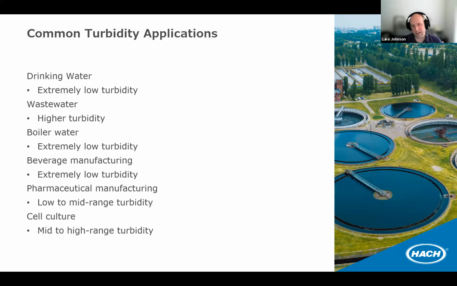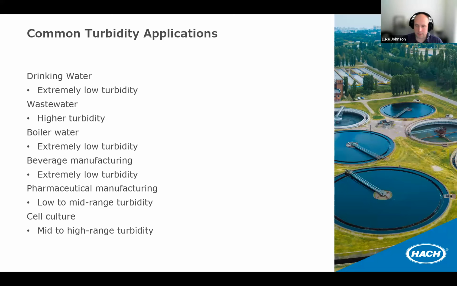So we're looking for very low levels of turbidity in drinking water to make sure that we've removed those cysts and spores. We're also looking in wastewater at higher levels of turbidity because we're not going to be drinking that, but we want to make sure that we're not discharging significant amounts of suspended solids into natural waters. In boiler water, common applications are looking for corrosion and whatnot, so we're looking for extremely low turbidity. Beverage manufacturing, also extremely low turbidity, because just like drinking water, we don't want things in there.